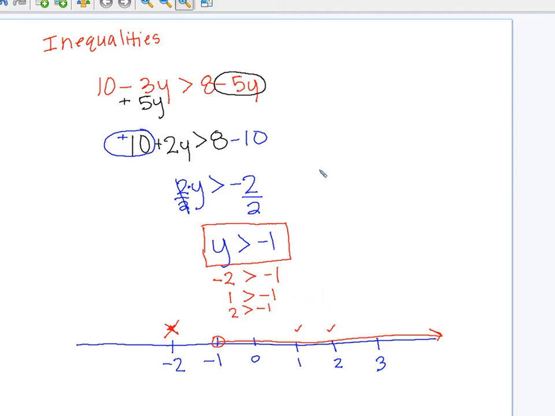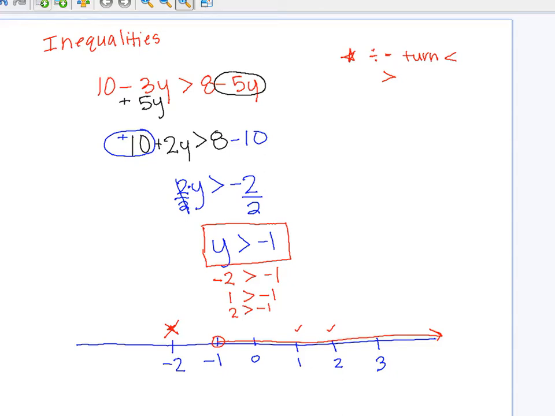That's true. Okay? The only thing that you have to remember is if you divide by a negative, you need to turn the sign. Turn the inequality sign. Okay? All right.